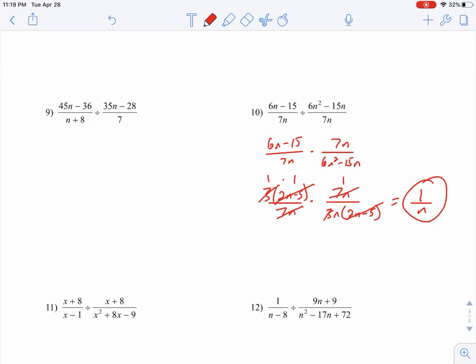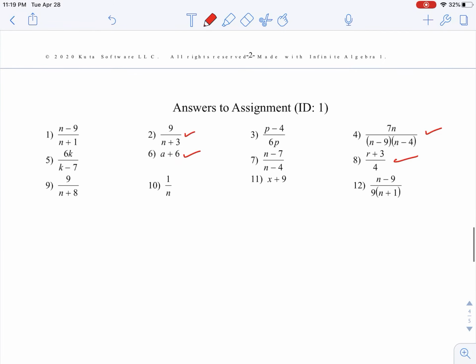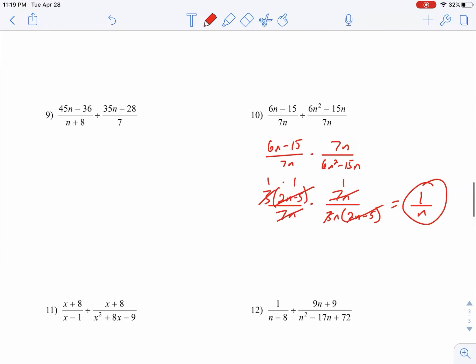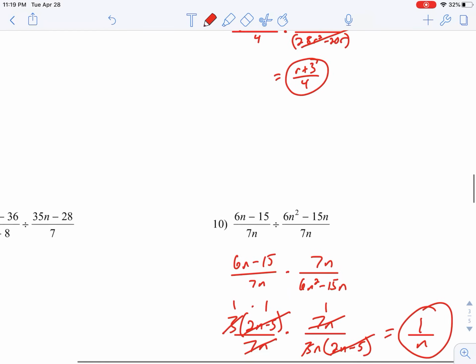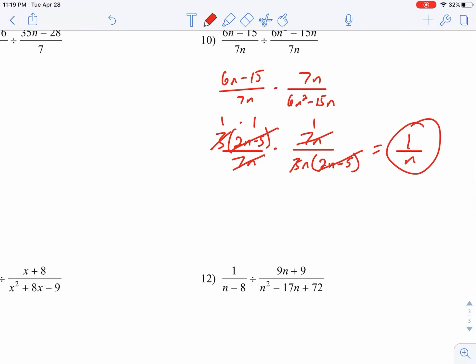And that should be our answer for number 10. 1 over n. There it is. So if you have 1 on the bottom of a fraction, you don't need it. If you have 1 on the top of the fraction, you have to have it there.